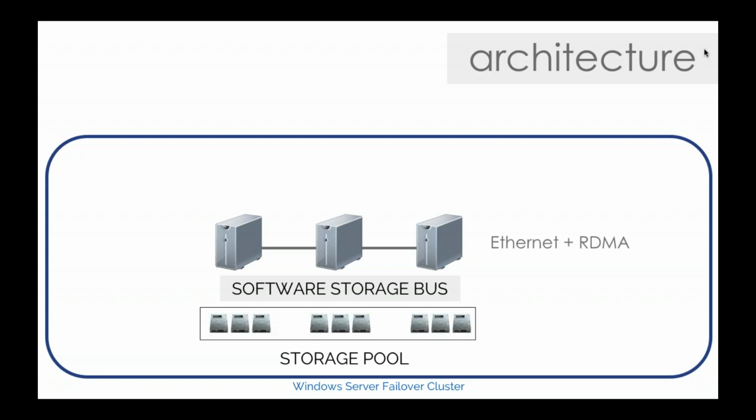And then we have Ethernet plus RDMA, or remote direct memory access. Think of this as fast networking. This leverages SMB, or server message block, and uses fast networking. You can't just plug in run-of-the-mill network adapters for this. You need fast networking to make this happen, because you're looking at replicating data across nodes in your failover cluster. And again, we'll talk about that later as we look at the different components here.